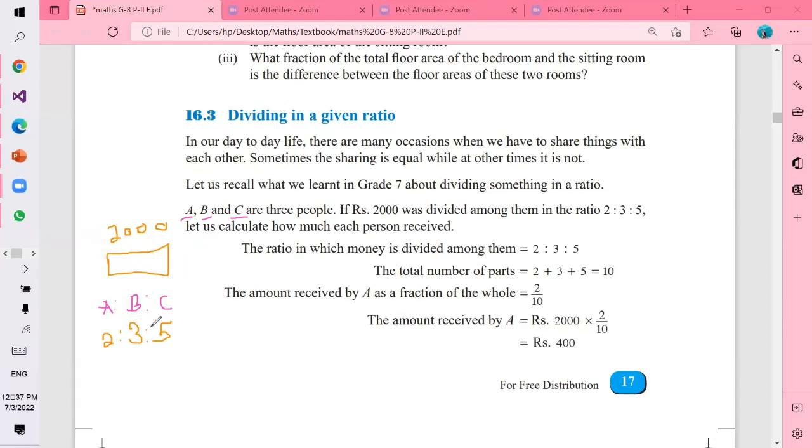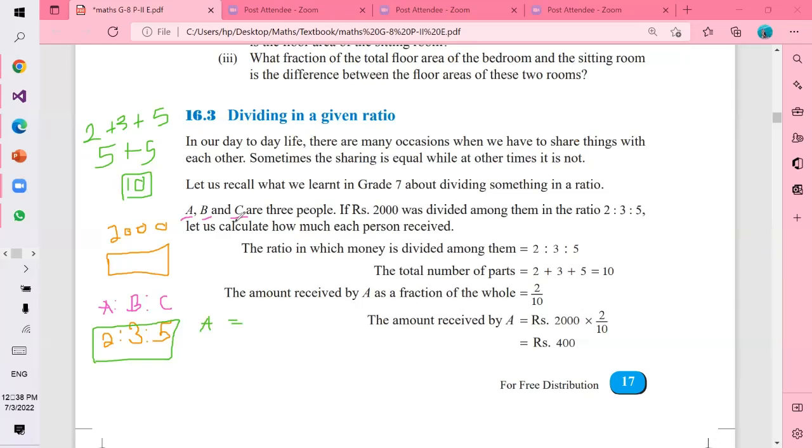Now we have to find how much each person receives. So we do it like this. First, we'll calculate A's amount. So first, we need to add the total number of parts. Then 2 plus 3 plus 5. Right? 2 plus 3 is 5. 5 plus 5 is 10. So we know that the total is 10.